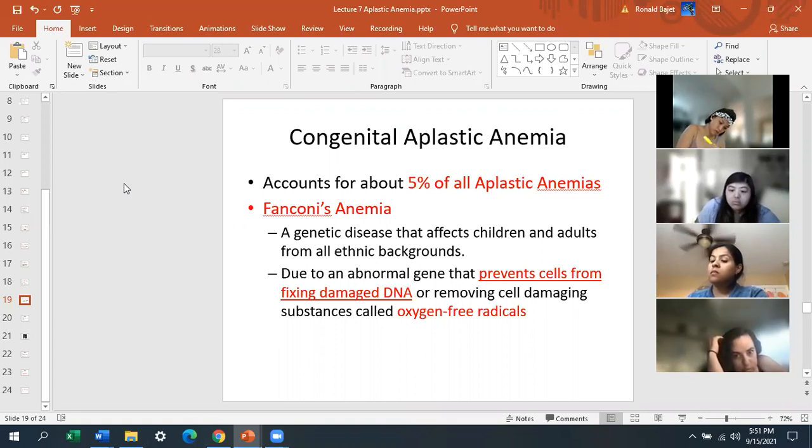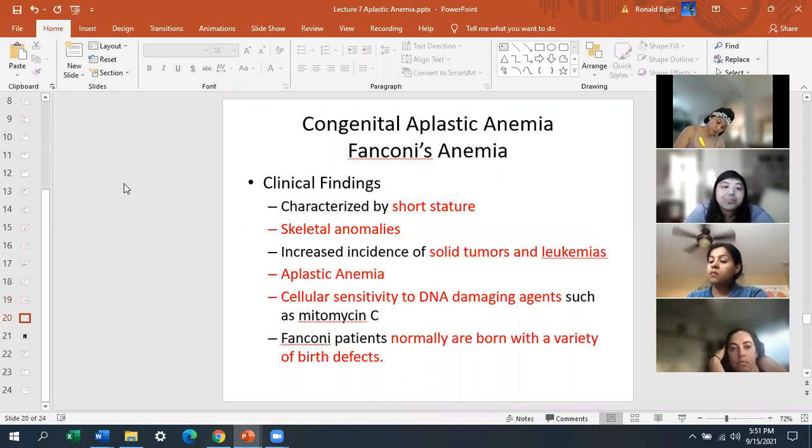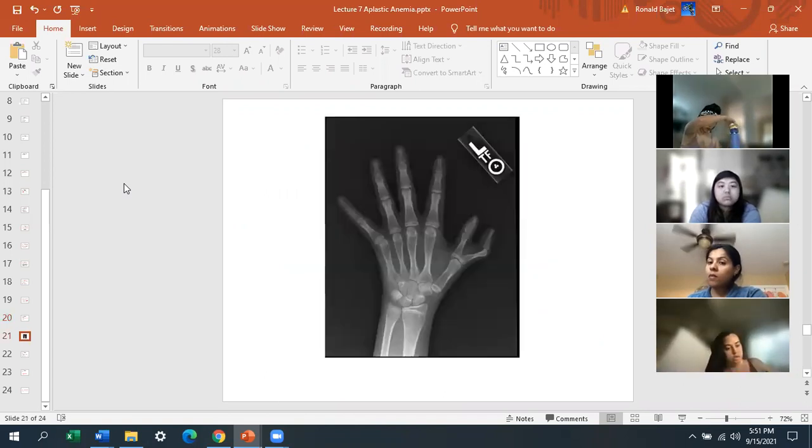Right, this gene will prevent cells from fixing damaged DNA, or it'll prevent the removal of cell damaging substances called oxygen-free radicals. All right, Fanconi's anemia. These patients are short in stature. They have skeletal abnormalities. They have increased solid tumors and leukemias, aplastic anemia. They're sensitive to DNA damaging agents such as mitomycin C. And Fanconi patients normally are born with a variety of birth defects. Okay, so here's a patient with Fanconi's and it has 6 digits.